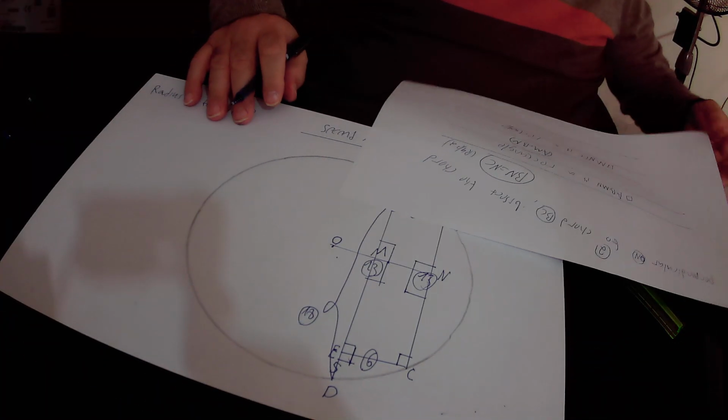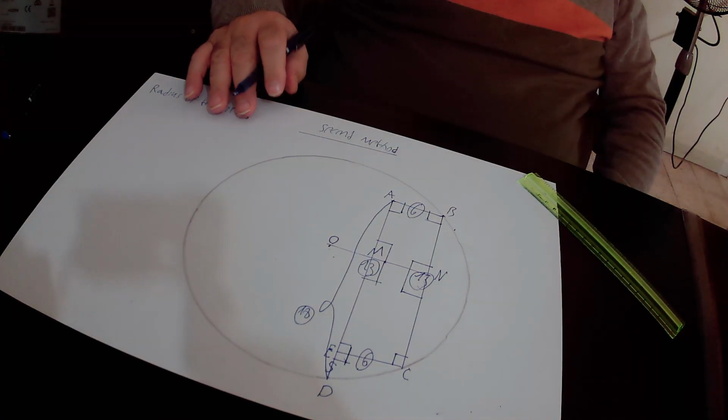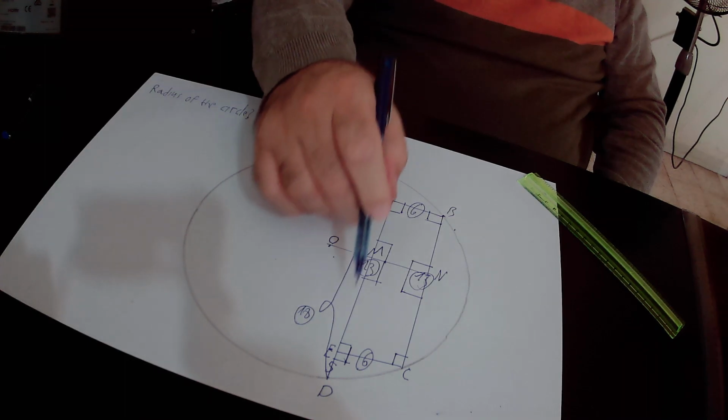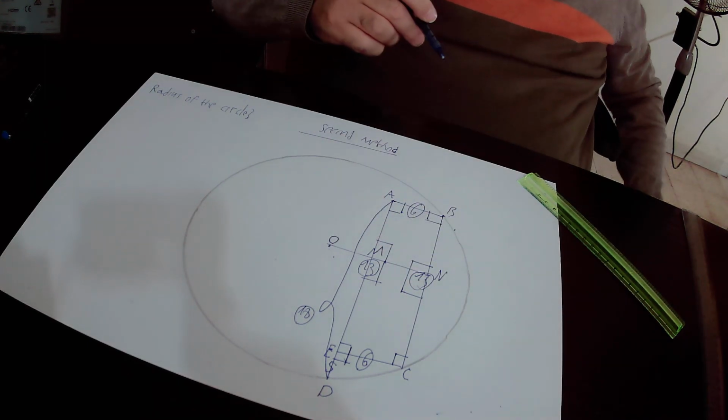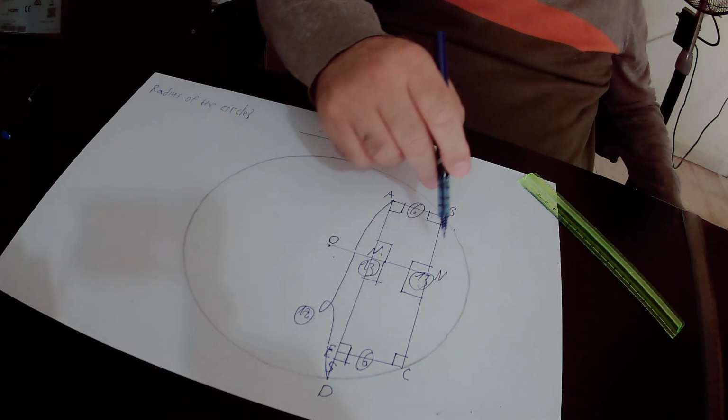But we also know that the opposite sides of a rectangle are equal to each other. That is to say, ME equals NC. In rectangle MNEC, ME equals NC.